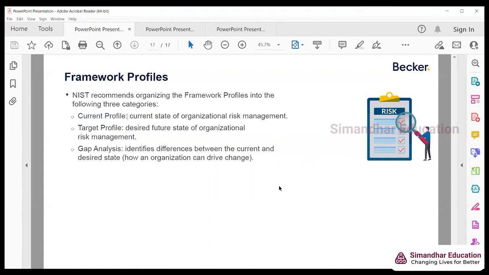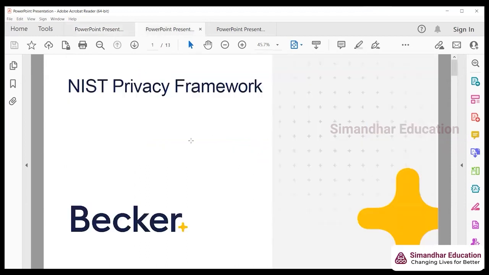So, for example, right now our studies are at that level that we can get 75. We want to achieve 80, right? So that is the target profile, 80. Gap analysis is that for the 5 marks, how we can achieve more, we can think about it. We have to analyze what all areas we are going to cover more. Okay, so that's all about the cybersecurity framework in NIST.